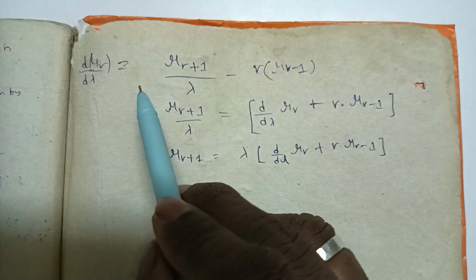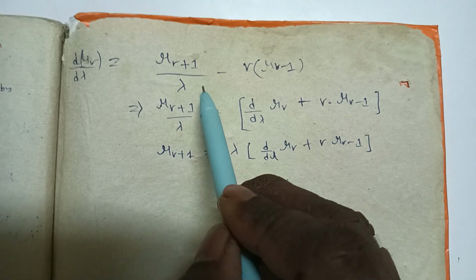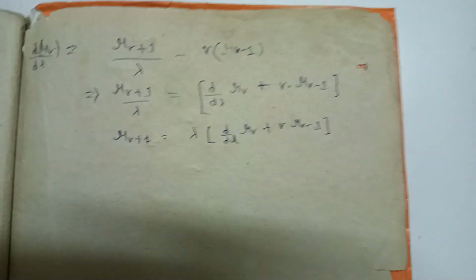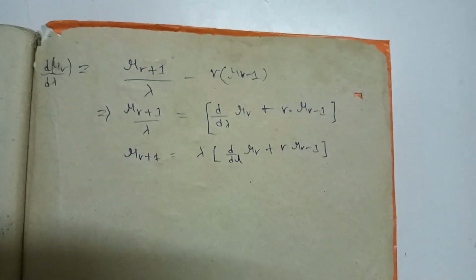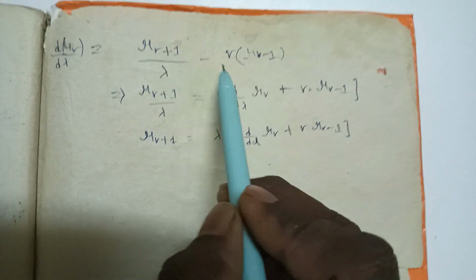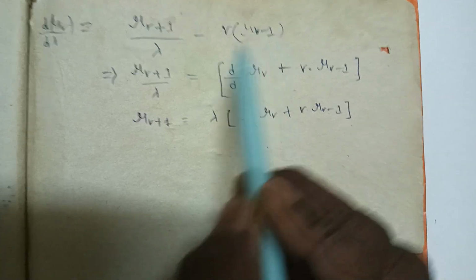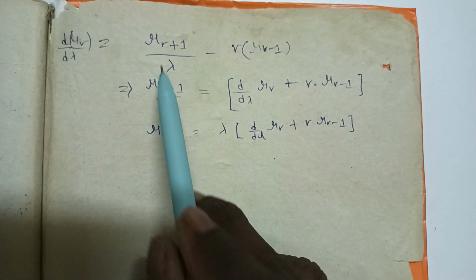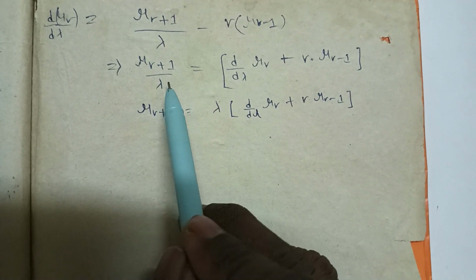So μ_(r+1) you have to derive for the recurrence relation. So here you are getting that value only. So just μ_(r+1) divided by λ minus r into μ_(r-1). So from that you are aiming μ_(r+1) divided by λ.